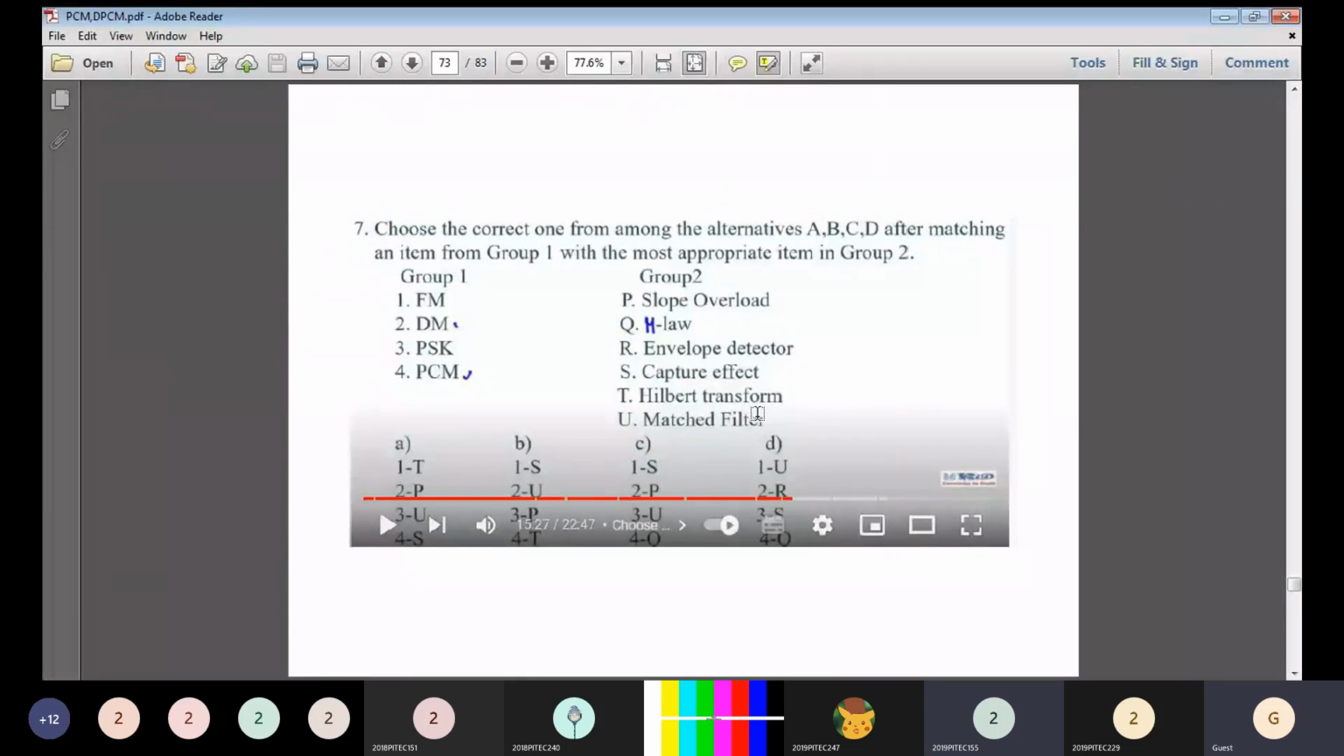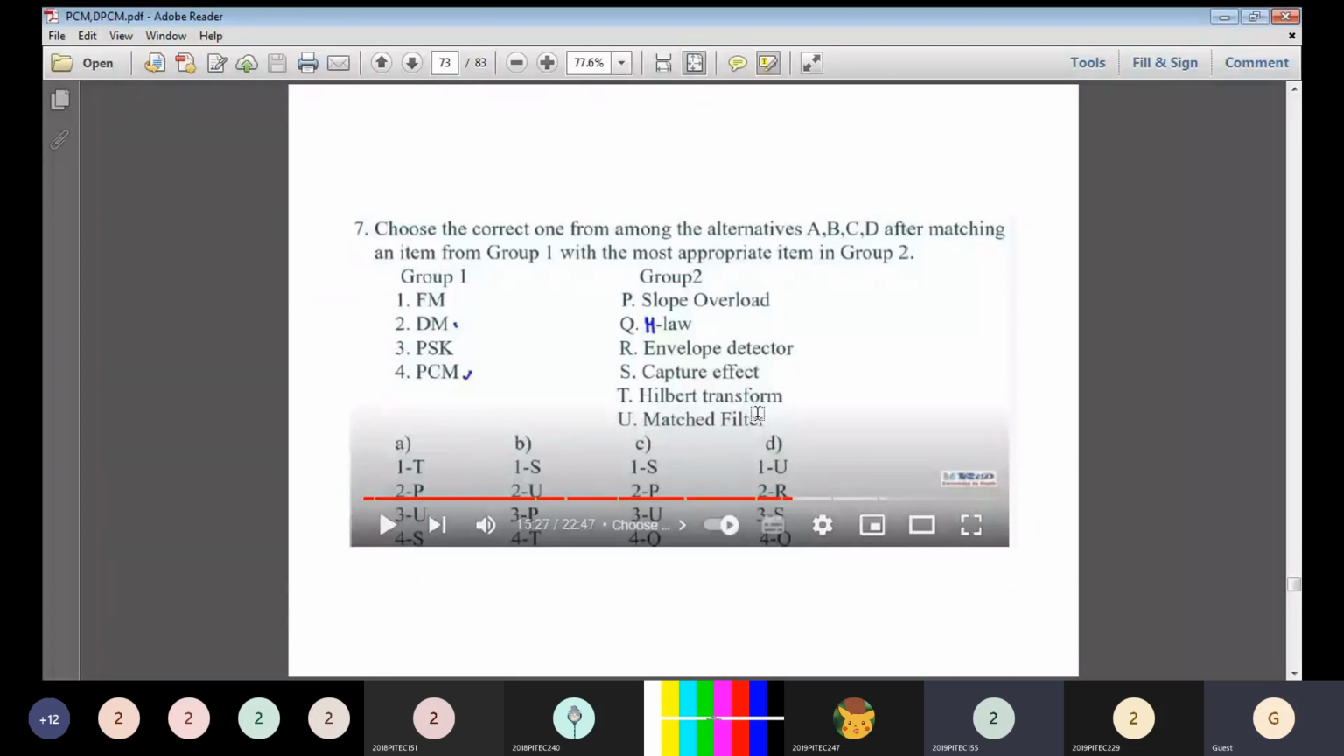So what is the word regarding FM, frequency modulation? The slope overload is related to the delta modulation, and Mu-law is related to the compression. Third one is envelope detector, it's related to the AM. Fourth one is capture effect, it is related to the FM. Fifth one is Hilbert transform. Sixth one is matched filter. So for the FM, the appropriate answer is capture effect.